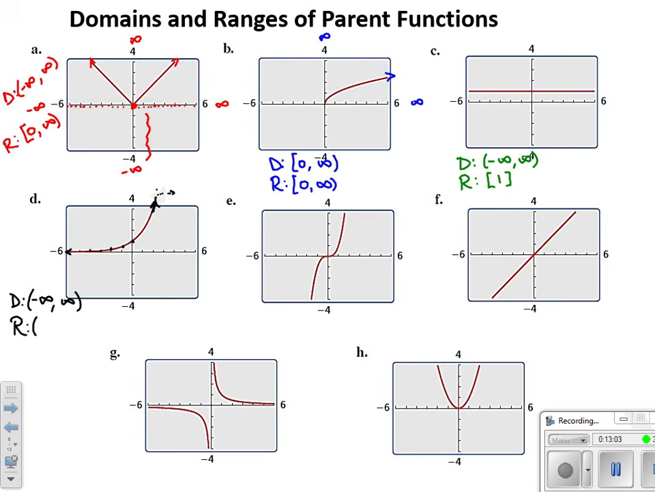So we do not use a bracket on this 0, but our graph gets really, really close to it. So we use a rounded parenthesis with 0, and then, of course, we'll see those heights the rest of the way up to positive infinity.